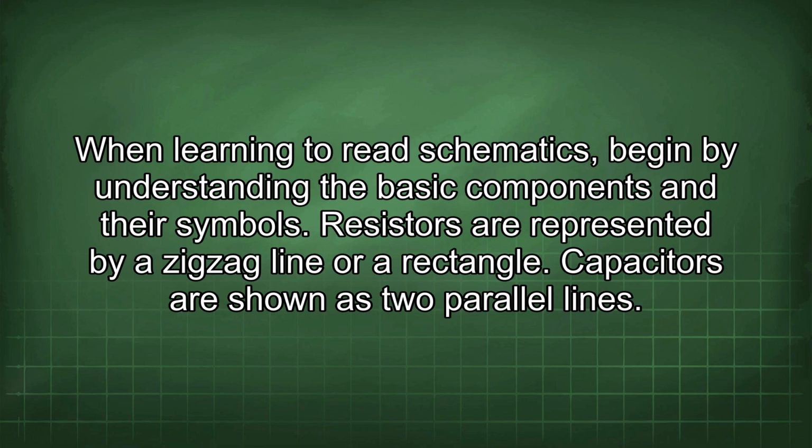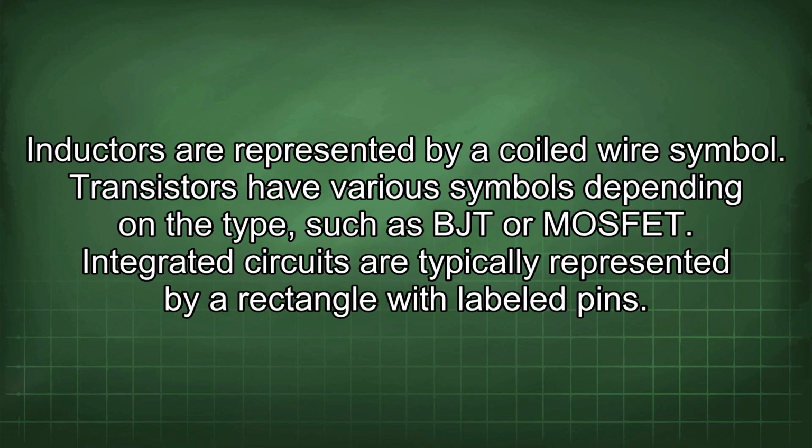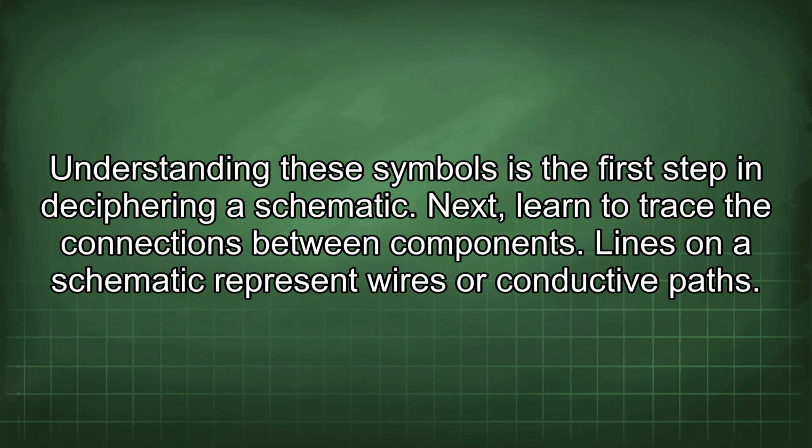Resistors are represented by a zigzag line or a rectangle. Capacitors are shown as two parallel lines. Inductors are represented by a coiled wire symbol. Transistors have various symbols depending on the type, such as BJT or MOSFET. Integrated circuits are typically represented by a rectangle with labeled pins. Understanding these symbols is the first step in deciphering a schematic.